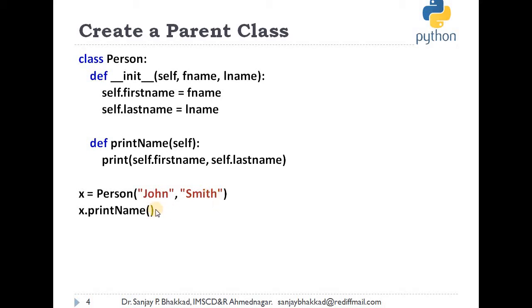Now by using this object, you can execute the printname method. Here I am calling the printname method by using the object, x.printname. When this method is executed, you can see the output is John Smith. So it prints the full name of the user. In this way, we have created the parent class.